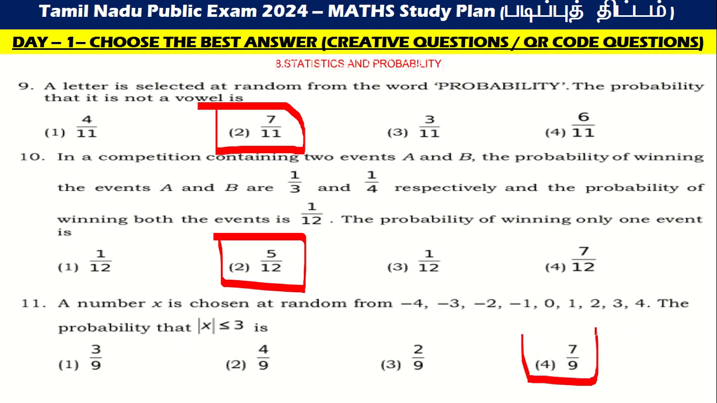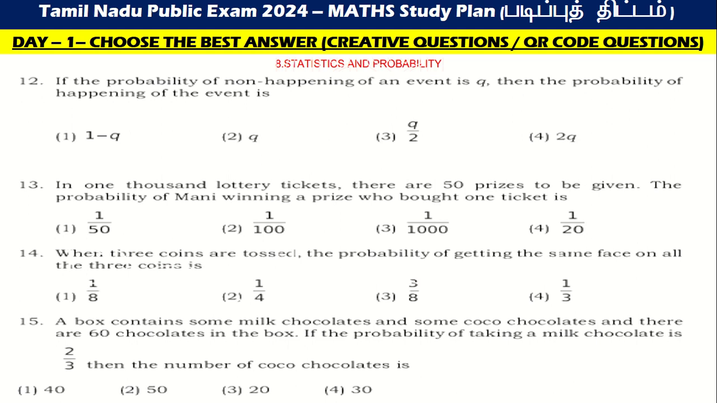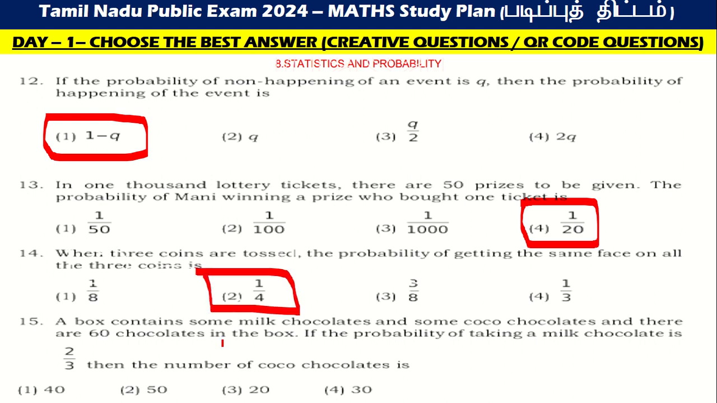Then if the probability of not happening comes, then the answer is 1 minus Q. Then 13th one, in 1000 lottery tickets, that means 1 by 20. So the other one is 1 by 4. A box contains some milk chocolates, that means what's your answer?